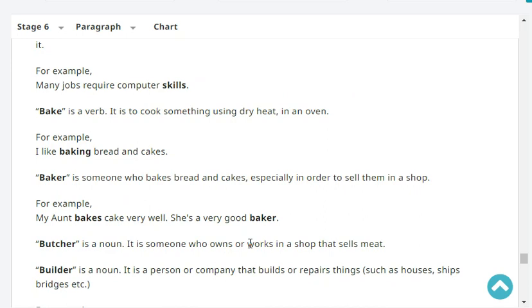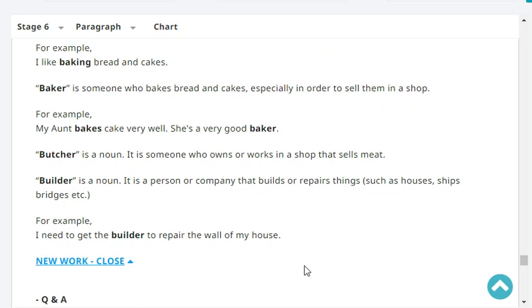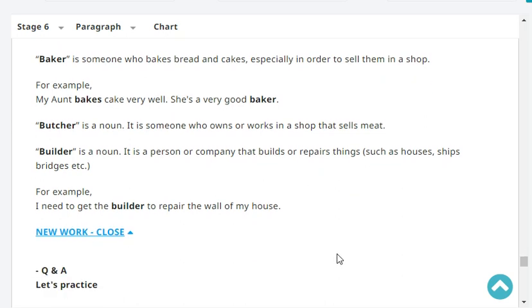Baker is someone who bakes bread and cakes, especially in order to sell them in a shop. For example, my aunt bakes cake very well. She's a very good baker. Butcher is a noun. It is someone who owns or works in a shop that sells meat. Builder is a noun. It is a person or company that builds or repairs things. For example, I need to get the builder to repair the wall of my house.